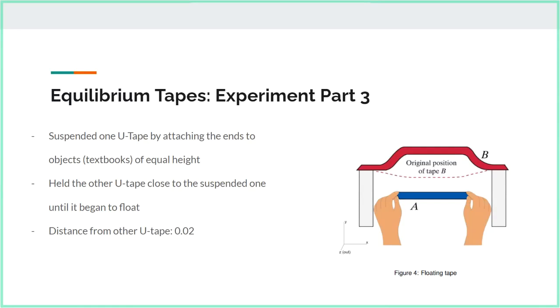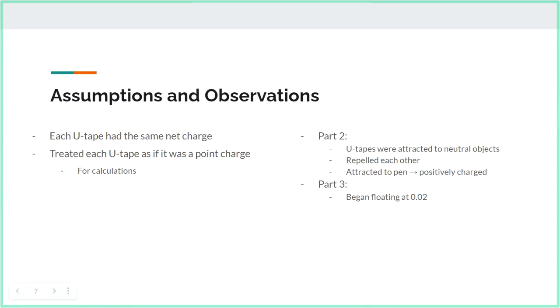First, we had to make some clarifying assumptions for our calculations. For the calculations, I assumed that each U-tape had the same net charge and also that it could be represented as a point charge. The observations that I made during the lab were that the U-tapes were attracted to neutral objects like my hand and that they repelled each other, indicating that each U-tape had the same charge. The U-tape was also attracted to the negatively charged pen, indicating that it is positively charged. I also observed that the top U-tape began floating at 0.02 meters.